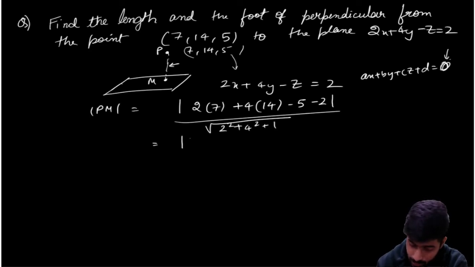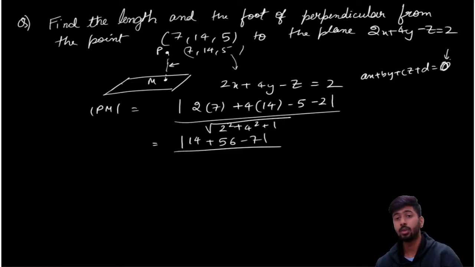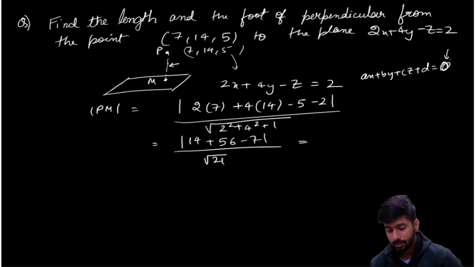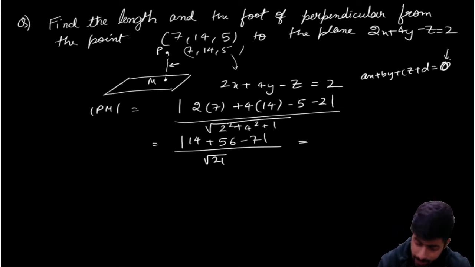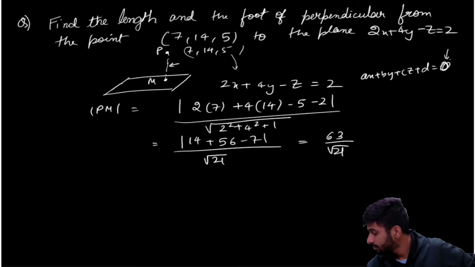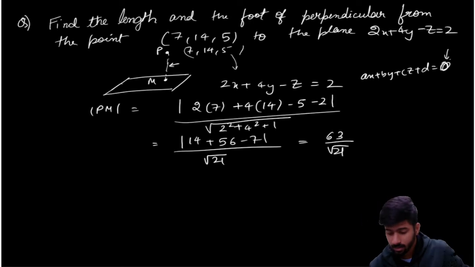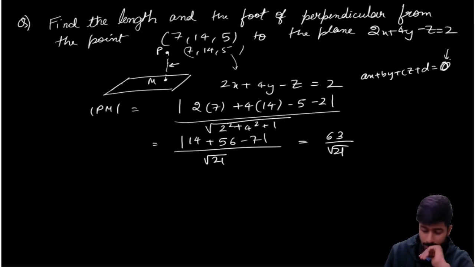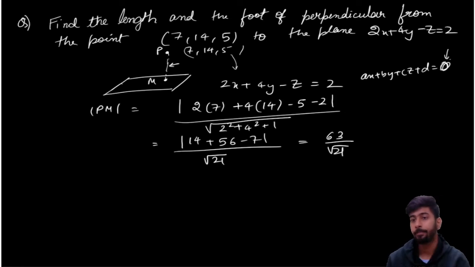This is nothing but 14 plus 56 minus 7 divided by under root 16 plus 4, which is 20, plus 1, which is root 21. So 56 plus 14 is nothing but 70, right? And 70 minus 7 is nothing but 63. So you have 63 by root 21. But this was pretty simple to solve for. Now, how do you create this point M? How do you get the point M?